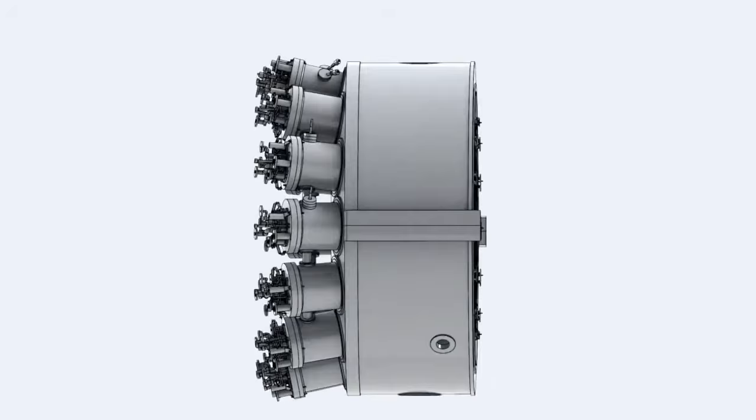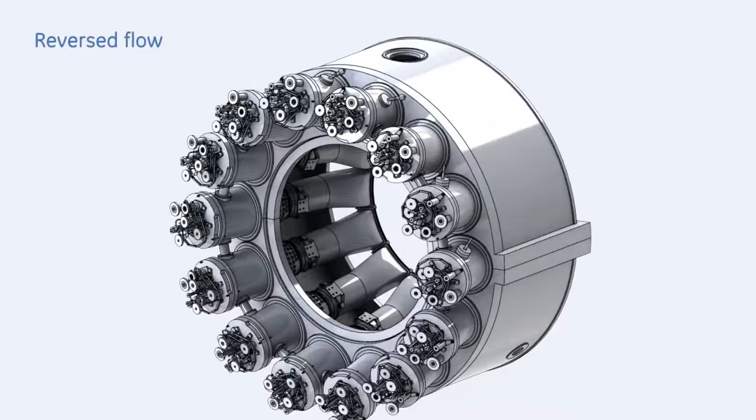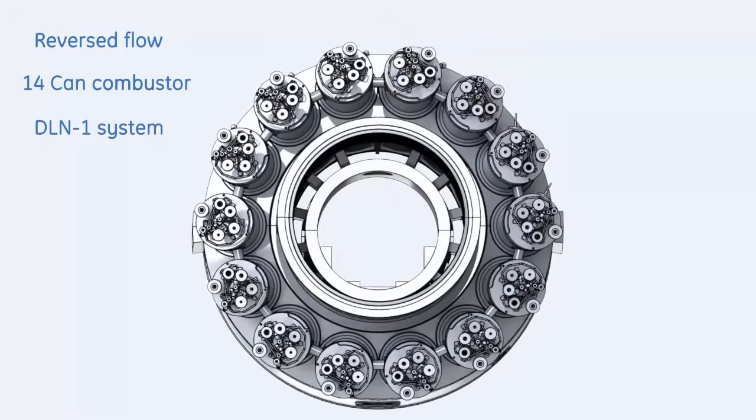The combustion system of this gas turbine is a reverse flow type with 14 DLN1 can-annular combustion chambers arranged around the periphery of the compressor discharge casing. Combustion chambers are numbered counterclockwise as viewed looking downstream starting from the vertical center line. With dual fuel capability, this turbine burns either gas fuel or liquid fuel.